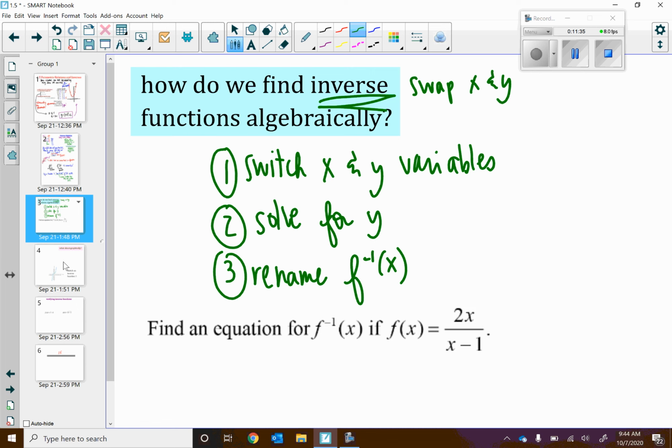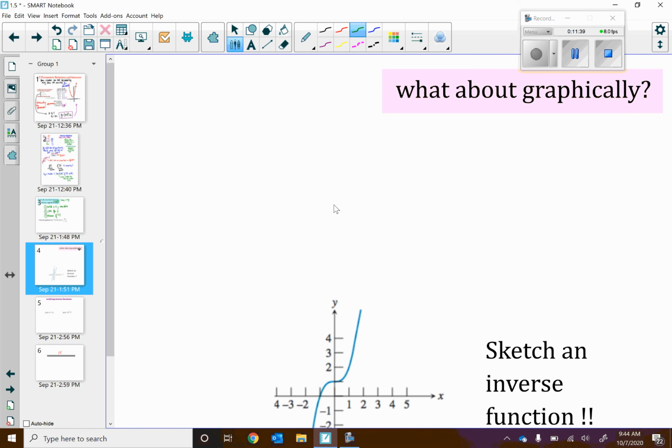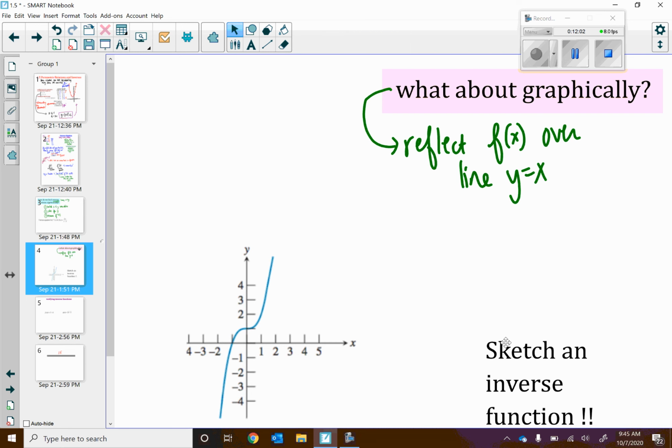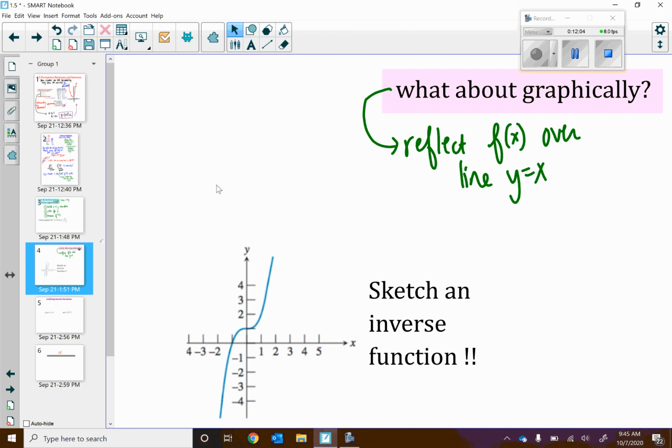We don't only have to find them algebraically, we can also find inverses graphically. So if we know that they are swapping x and y, to find an inverse graphically, you are going to reflect the function over the line y equals x. And just like I said with the last one, we will be looking at this example in class. So if you want to pause the video and sketch this in your notebook, you can. Otherwise, you'll have time in class.